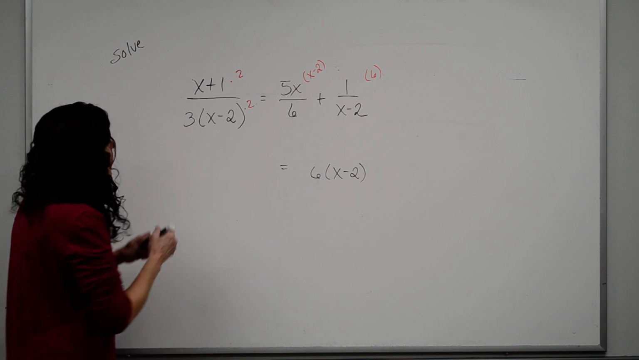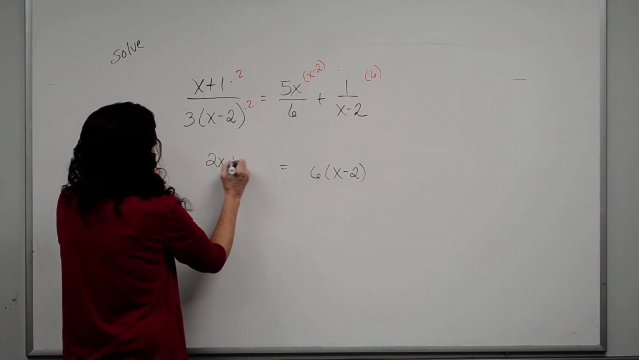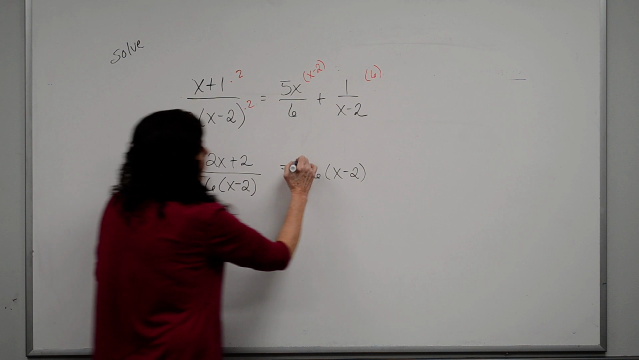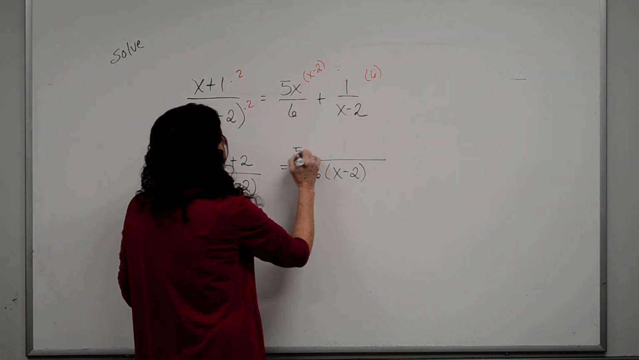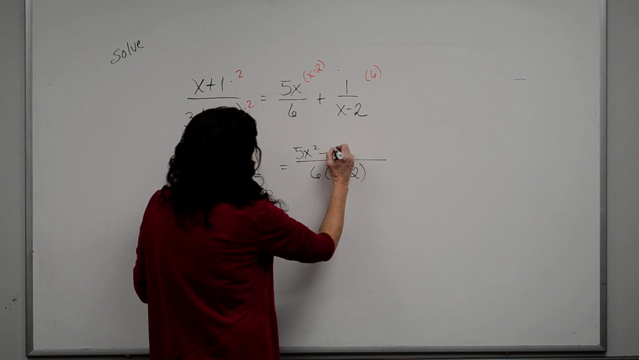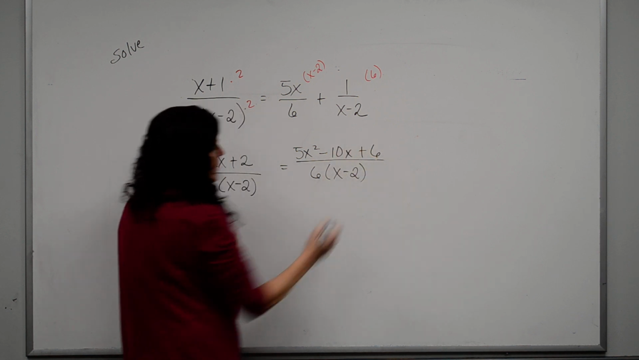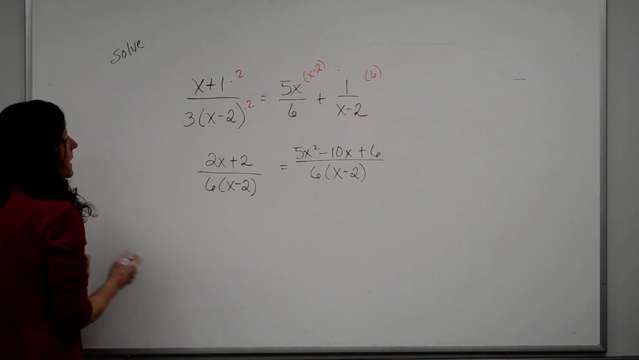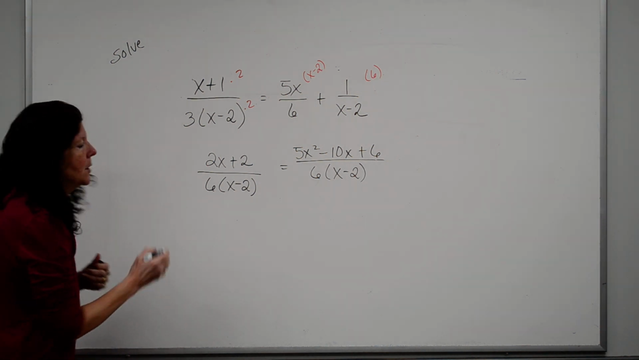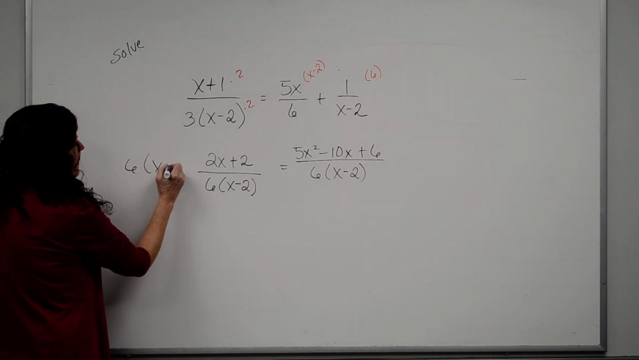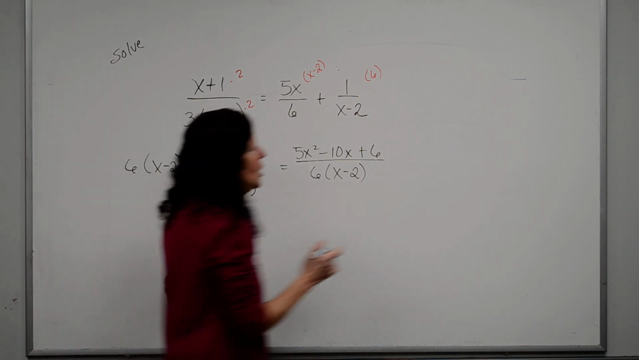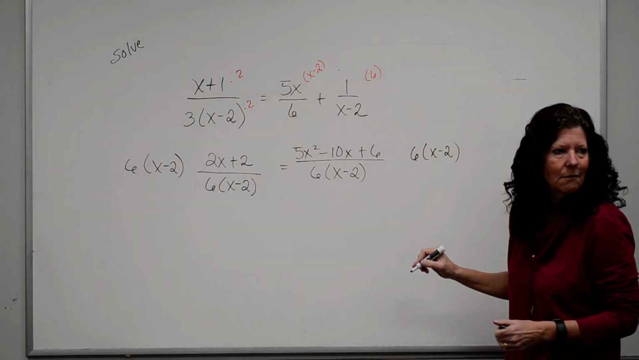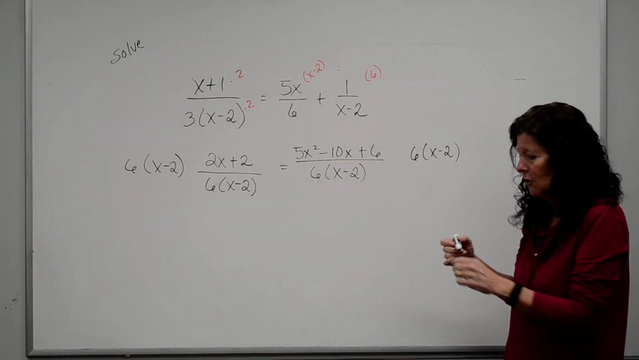All right, so coming over here, I have 2x plus 2 over 6 times x minus 2. Here, I have a 5x squared minus a 10x plus 6. Agreed? You with me? All right, now look what I'm going to do. I'm going, you know what? I'm going to get that off the bottom. So I'm going to multiply this by a 6 times x minus 2. What I do to one side, I have to do to the other side. Right? That's how you solve these things. That's how you get by with it.